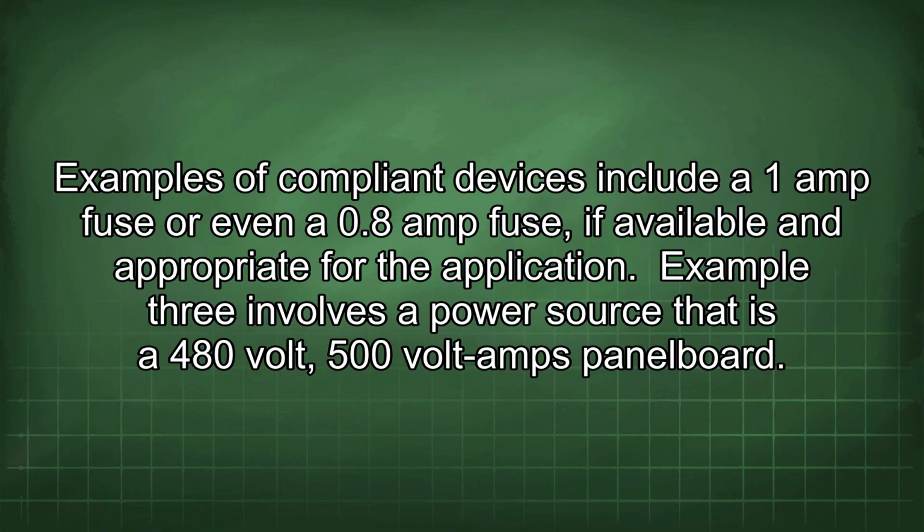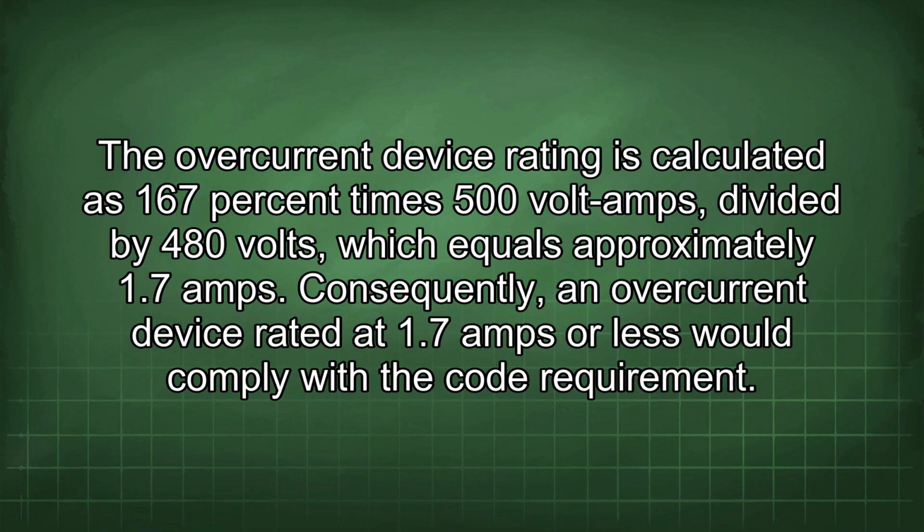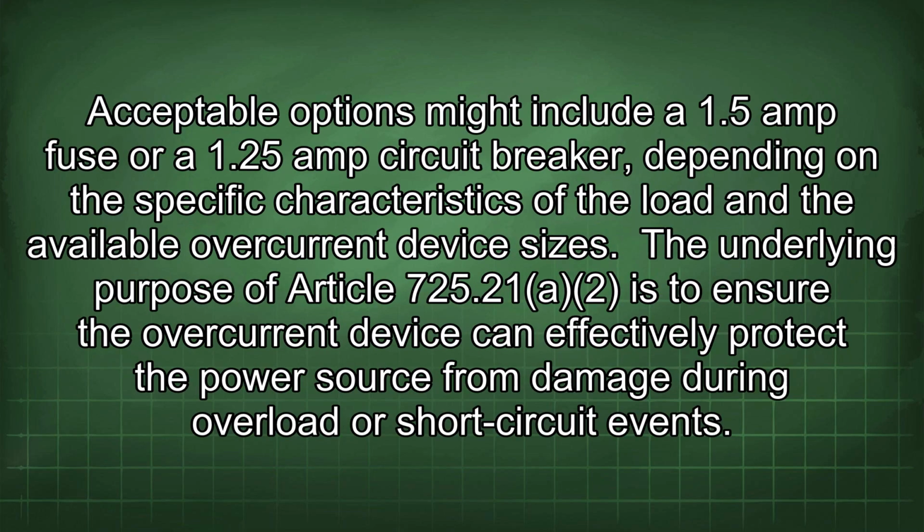Example 3 involves a power source that is a 480 volt, 500 volt-amp panel board. The overcurrent device rating is calculated as 167% times 500 volt-amps divided by 480 volts, which equals approximately 1.7 amps. Consequently, an overcurrent device rated at 1.7 amps or less would comply with the code requirement. Acceptable options might include a 1.5 amp fuse or a 1.25 amp circuit breaker, depending on the specific characteristics of the load and the available overcurrent device sizes.